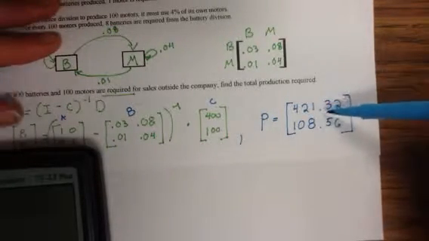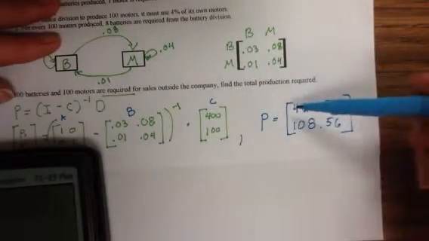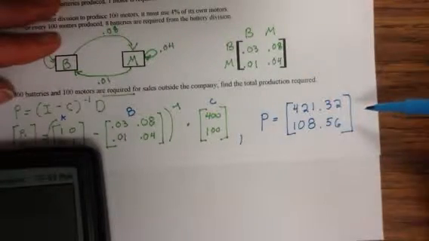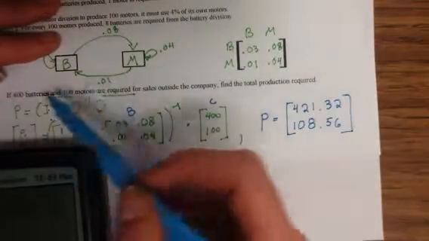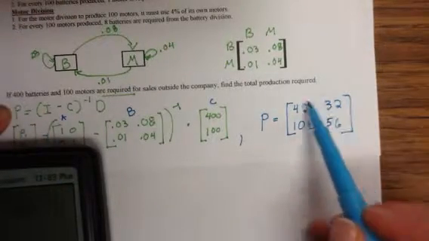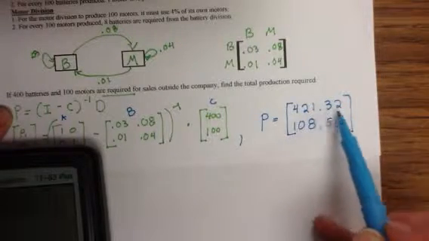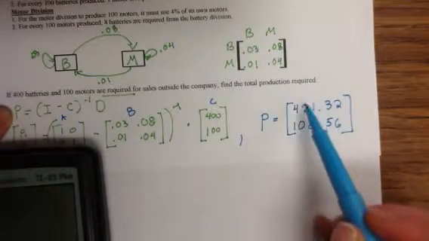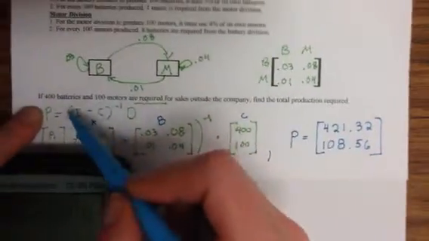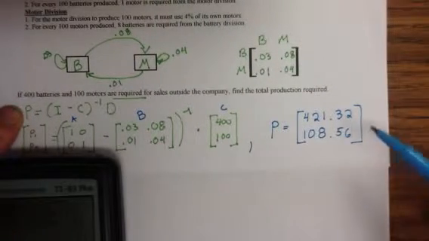The first number, remember, everything is kept aligned. The first row is always batteries, so this is the total production needed for batteries. So they need to produce 421.32 batteries in order to meet a demand of 400, because if you look here, some of this is going to be consumed by the company itself. So probably, from what we can see, 21.32 is going to be consumed by the company itself, which means that we're only going to have 400, over here, 400, to go ahead and give out to customers and sell.